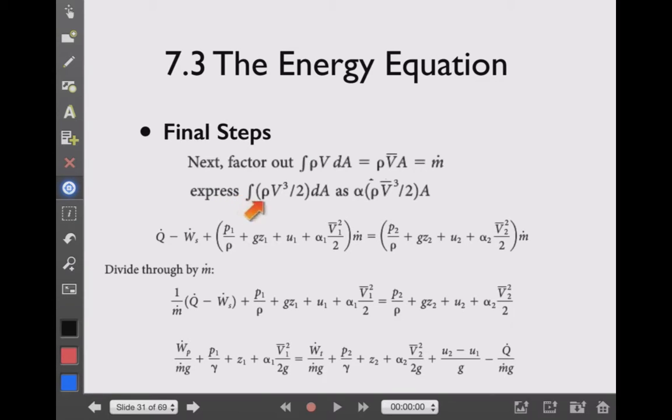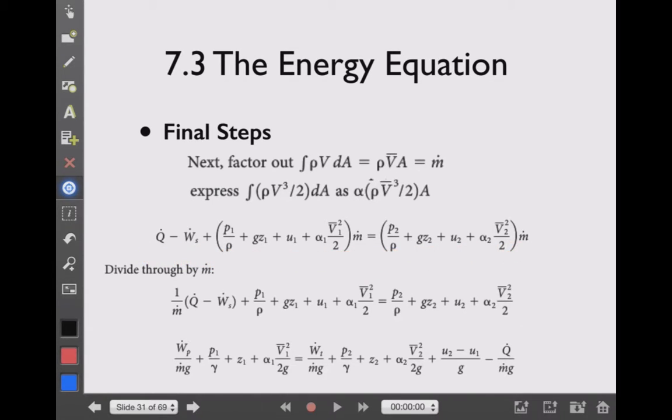And we can also express this integral as being alpha. This is very key. The math can be shown that we can pull alpha out front, and this v turns into a v bar, and we have alpha times the density times the mean velocity cubed over 2 times the area. So this really simplifies the equation now. It's really starting to look more and more like Bernoulli's.